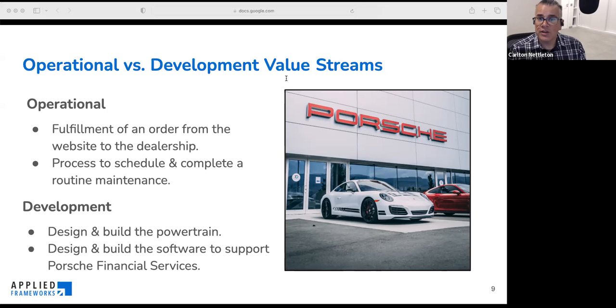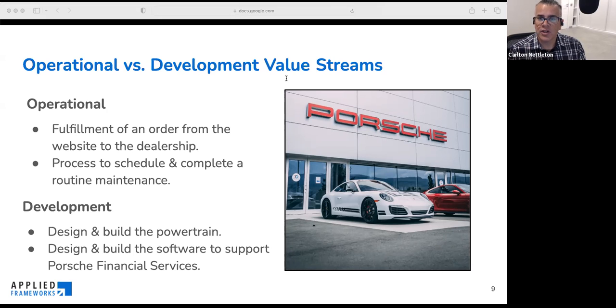Or perhaps maybe we need financing from Porsche Financial Services in order to buy our car. All the sequence of activities used to design, build, and support the software that the dealer uses to determine our eligibility for financing, right? The building of that software, that would be a development value stream.